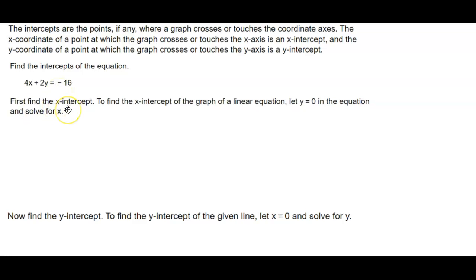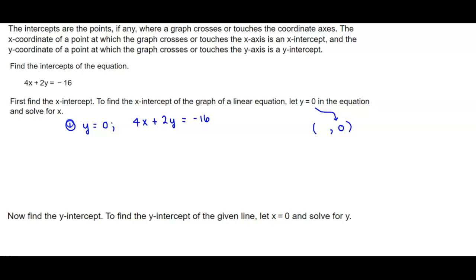First, we want to find the x-intercept. To find the x-intercept of the graph of a linear equation, we're going to let y equal 0 in the equation and solve for x. So again, in this step, we're going to let y equal 0, and then plug it into the equation 4x plus 2y equals negative 16. Keep in mind that if y is 0, we already know the y-coordinate is going to be 0. That means now we're going to find x.